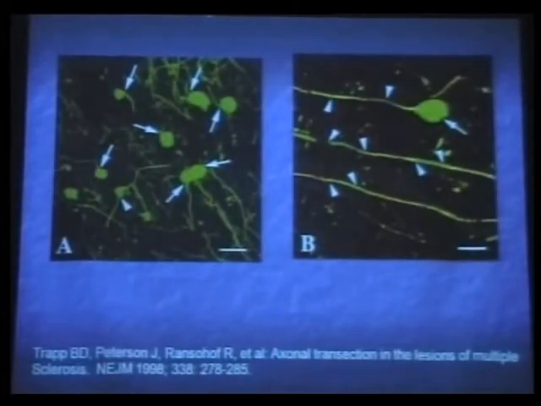And it took many years, almost a quarter of a century later, for the seminal article by Trapp in the New England Journal of Medicine to show that axons were, in fact, destroyed in multiple sclerosis. It was not just a process of demyelination.